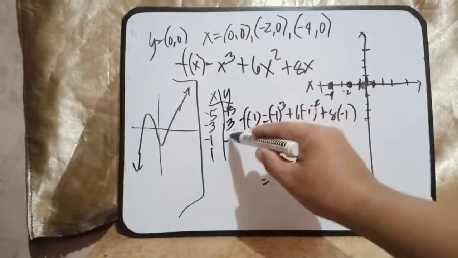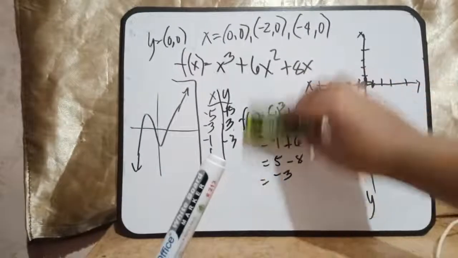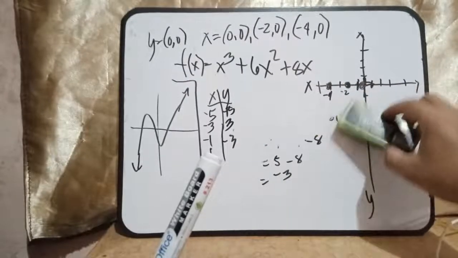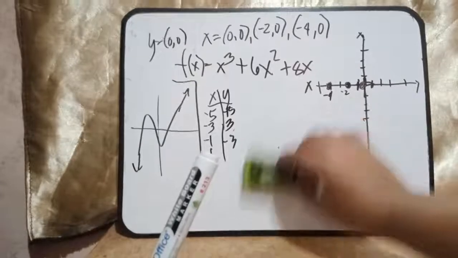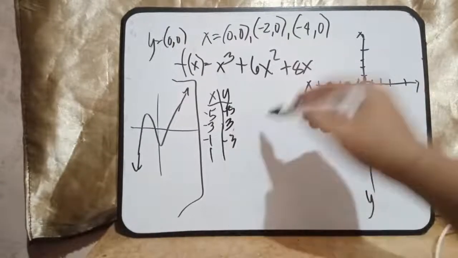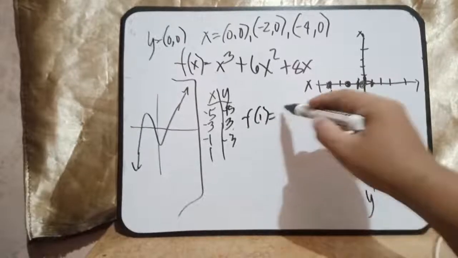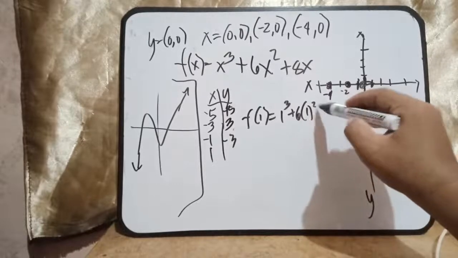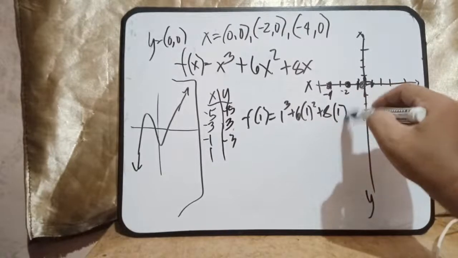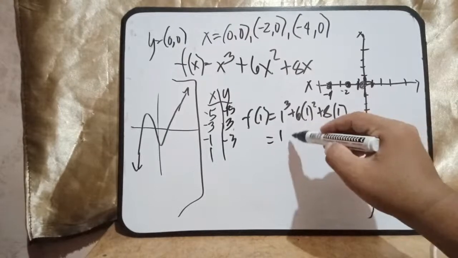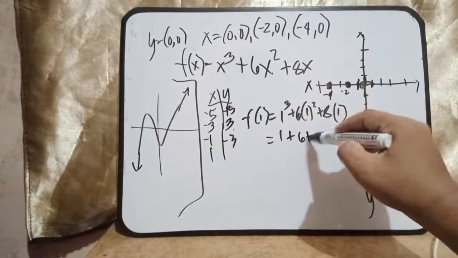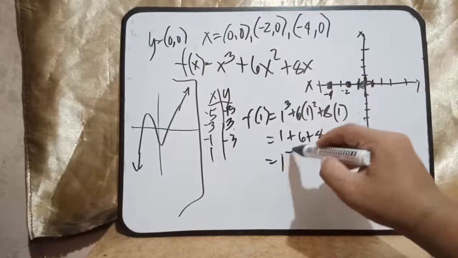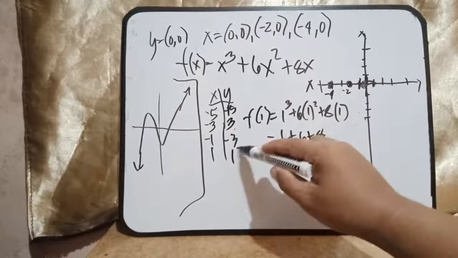Okay, what about f of 1? Dapat isa-isahin mo talaga to guys, para at least hindi kayo mahihirapan. So f of 1 equals 1 raised to the power of 3 plus 6 times 1 squared plus 8 times 1. So equals to 1 plus 6 plus 8. This equals 15. So positive 15.